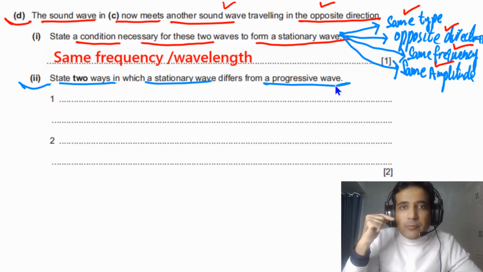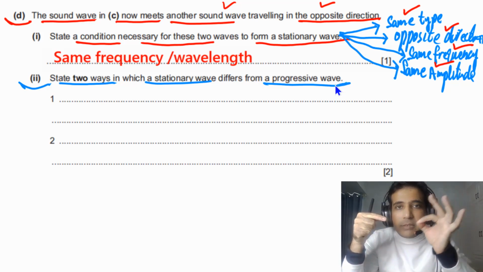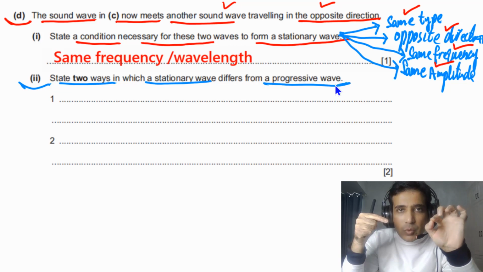And another difference is that all the particles on a progressive wave have the same maximum amplitude. But in the case of stationary waves, the amplitude of particles is different. The particle at the node has zero displacement, and the particle at the antinode has the maximum value of amplitude.